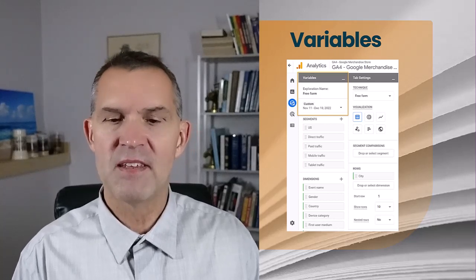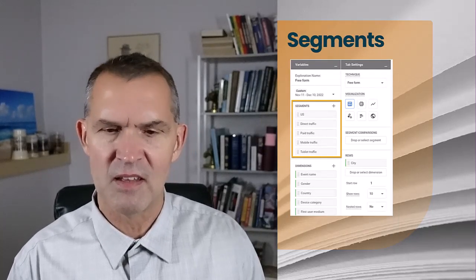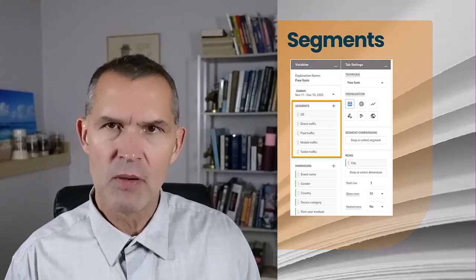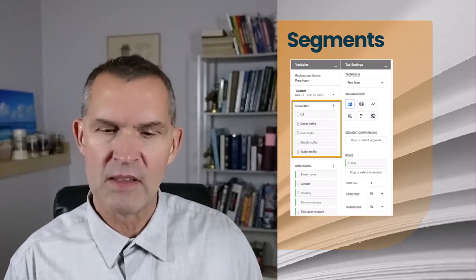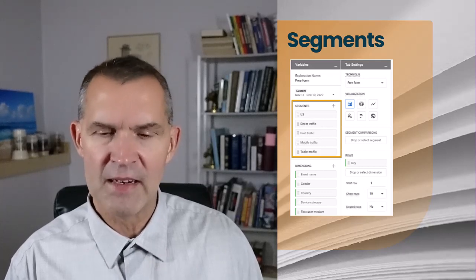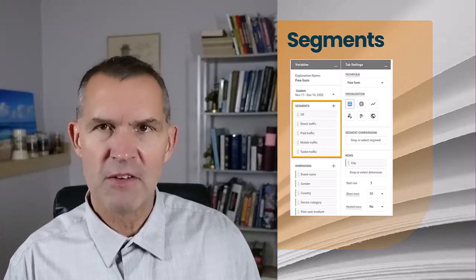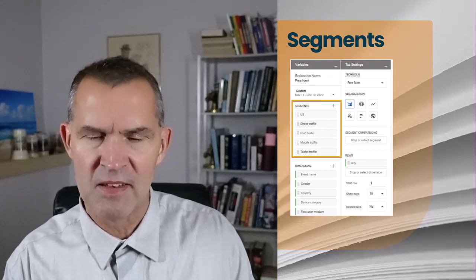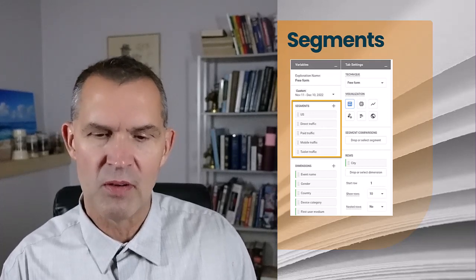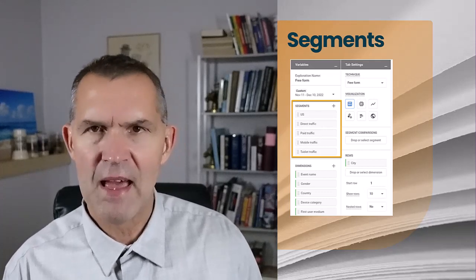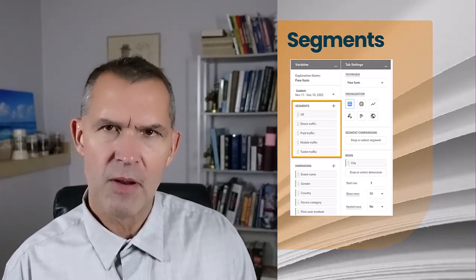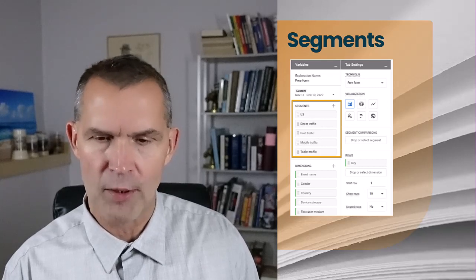Now for the segment section, these are the different segments that you can bring into the freeform tool and start to explore. In this example, you've got the United States, direct traffic, paid traffic. Those are different segments that you are going to break out your dimensions and your metrics into. So the segments section has the different segments that are already built into GA4.